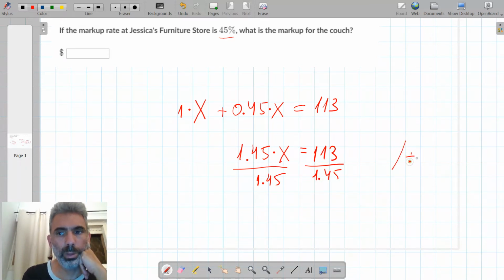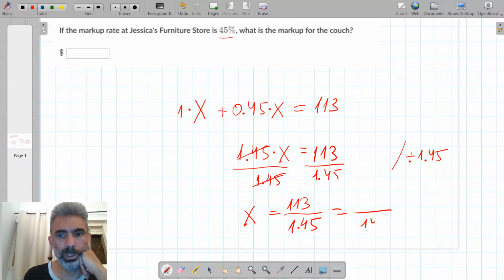Okay, we divide both sides of the equation by 1.45. So on the left hand side we are left with x because this cancels out this. So x equals 113 divided by 145. So this is the same thing. We shift the decimal point 2 places to the right, so we have a whole number as the divisor. So it's 145. And so here we add 2 zeros because we shifted 2 decimal places to the right. So 113 plus 2 zeros.